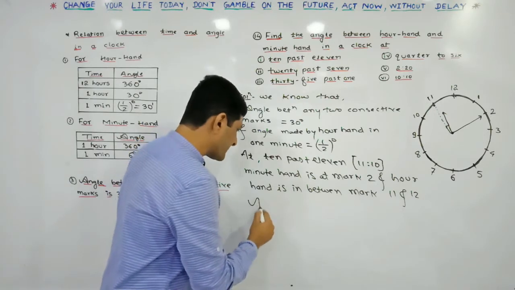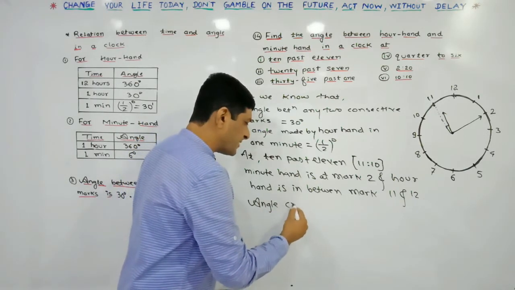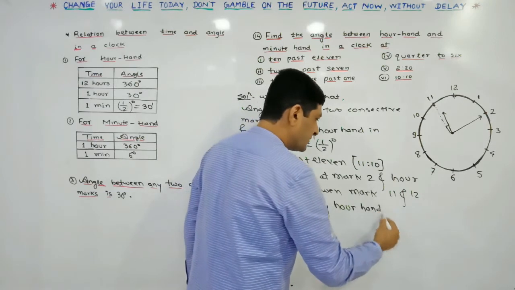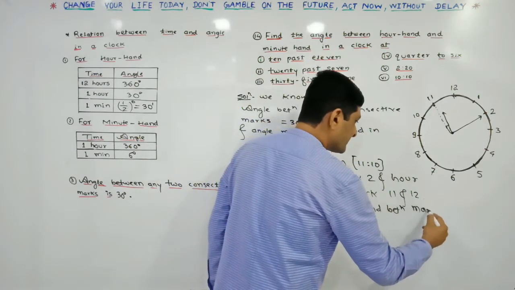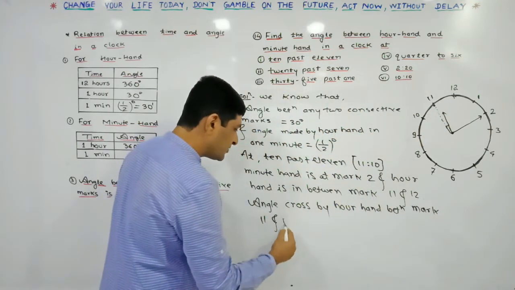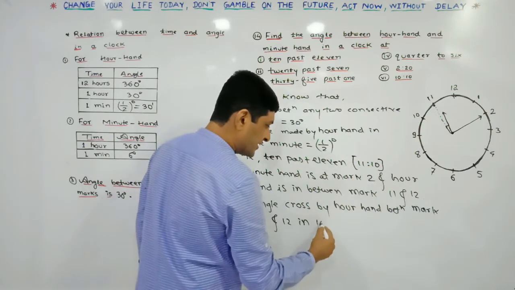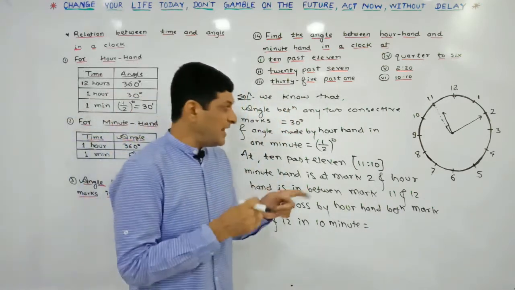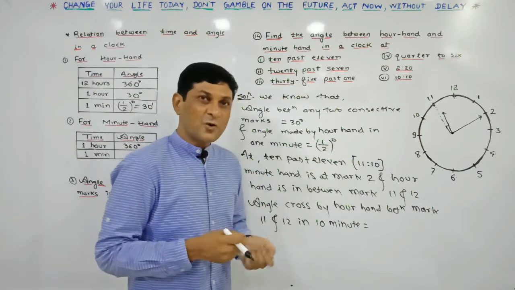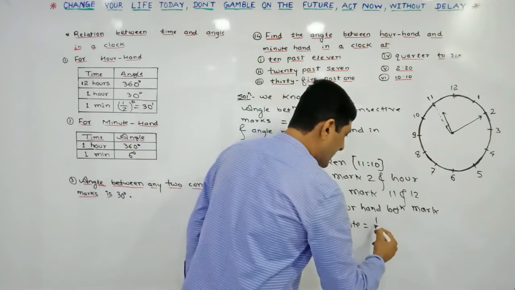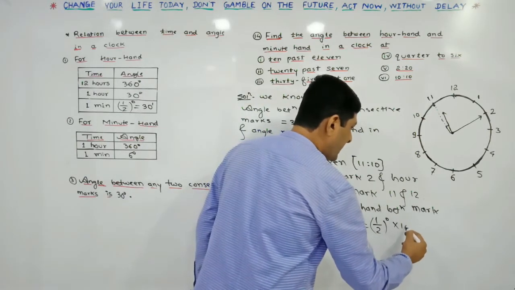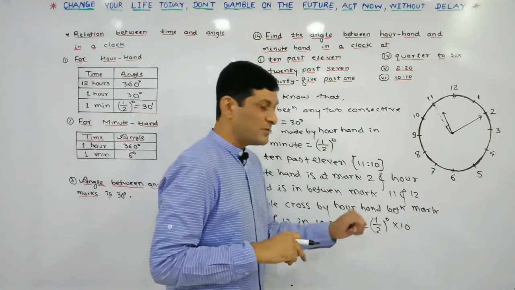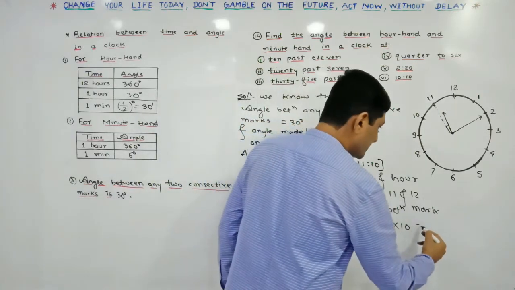So the angle crossed by the hour hand between mark 11 and 12 in 10 minutes is equal to, now we know that the angle crossed by the hour hand in 1 minute is half a degree. To find the angle crossed in 10 minutes, we multiply half a degree by 10, because this is the angle crossed in 1 minute. So half times 10, we get 5 degrees.